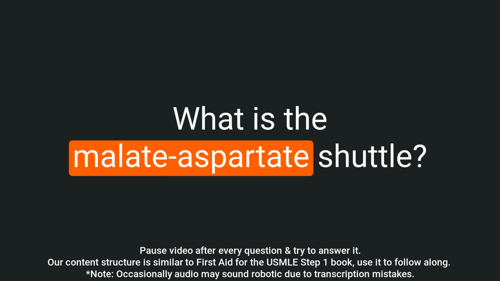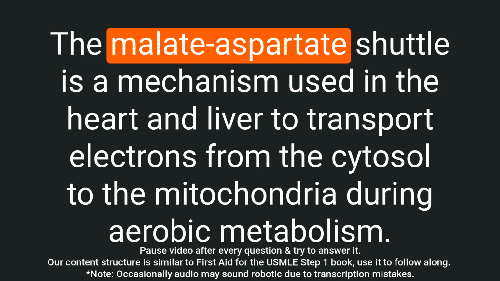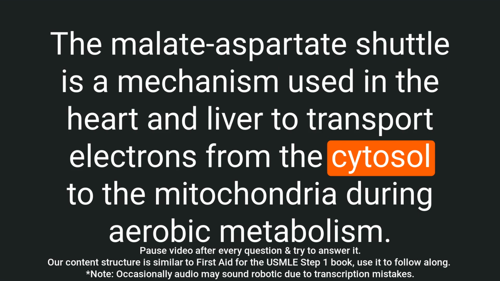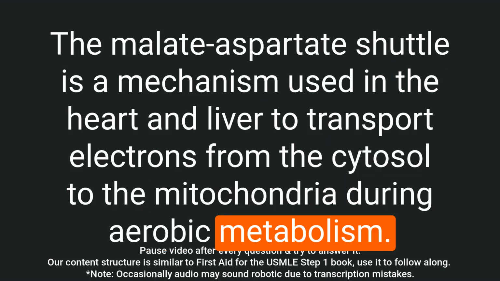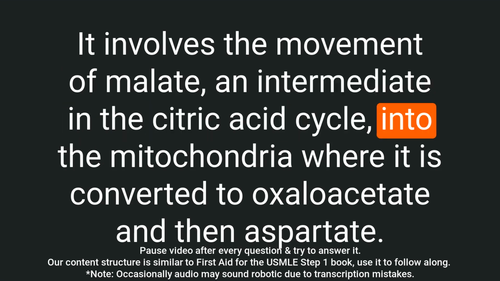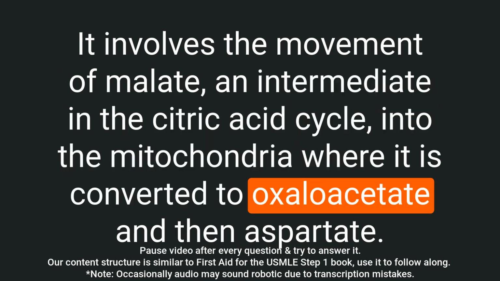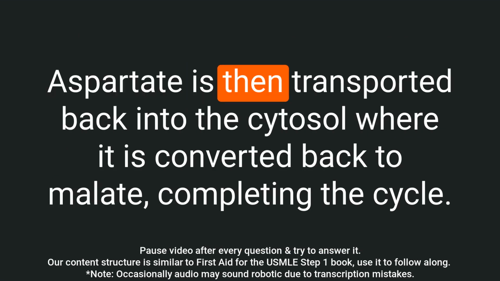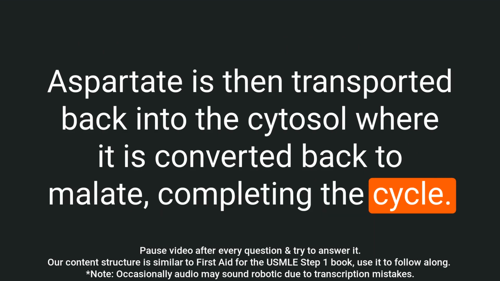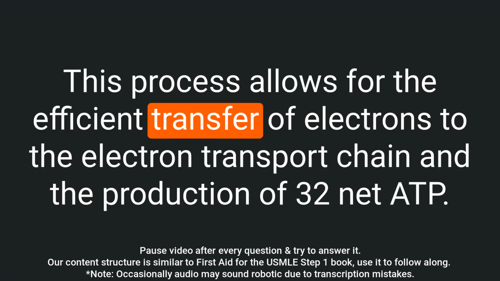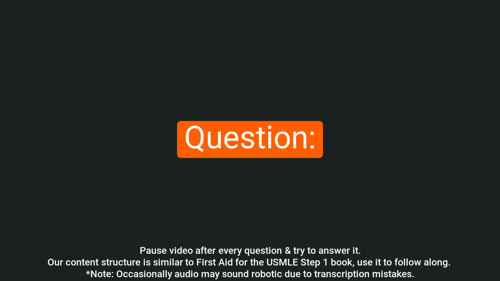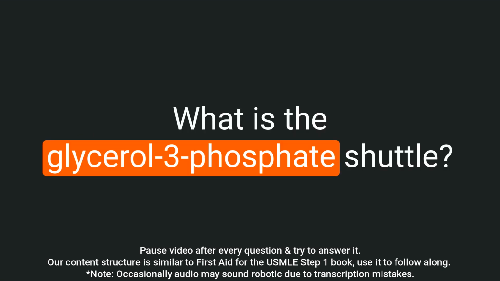Question: what is the malate-aspartate shuttle? Answer: the malate-aspartate shuttle is a mechanism used in the heart and liver to transport electrons from the cytosol to the mitochondria during aerobic metabolism. It involves the movement of malate, an intermediate in the citric acid cycle, into the mitochondria where it is converted to oxaloacetate and then aspartate. Aspartate is then transported back into the cytosol where it is converted back to malate, completing the cycle. This process allows for the efficient transfer of electrons to the electron transport chain and the production of 32 net ATP.